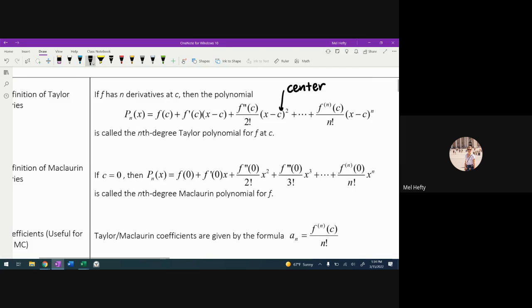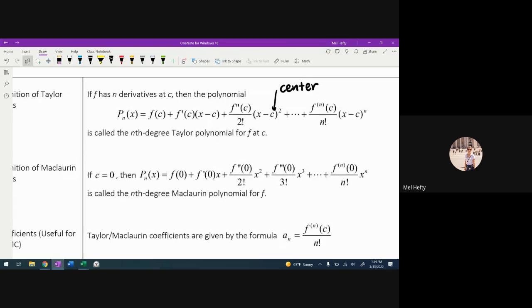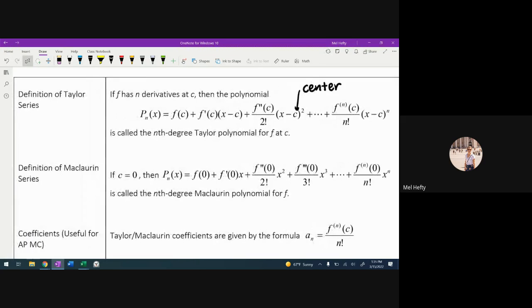Now, you may be noticing that there are two formulas that are very, very similar. What's the difference between this one right here and this one down here? All right, what does it look like the center is? 0. And all of these x minus c's are just x minus 0, so they look simpler. The different name for that is a Maclaurin series.